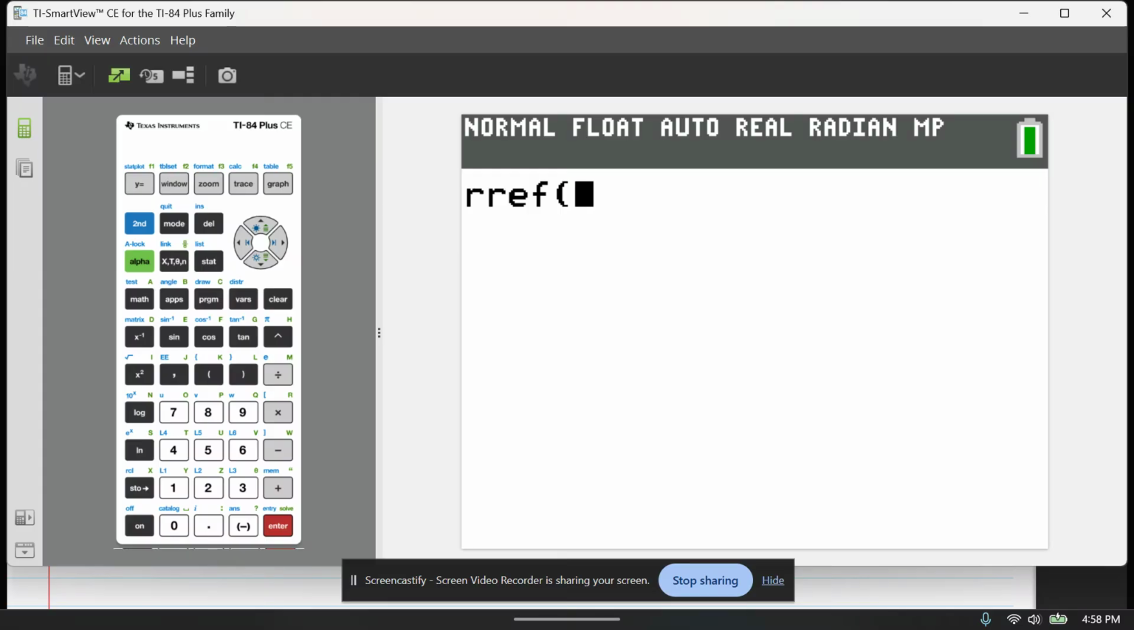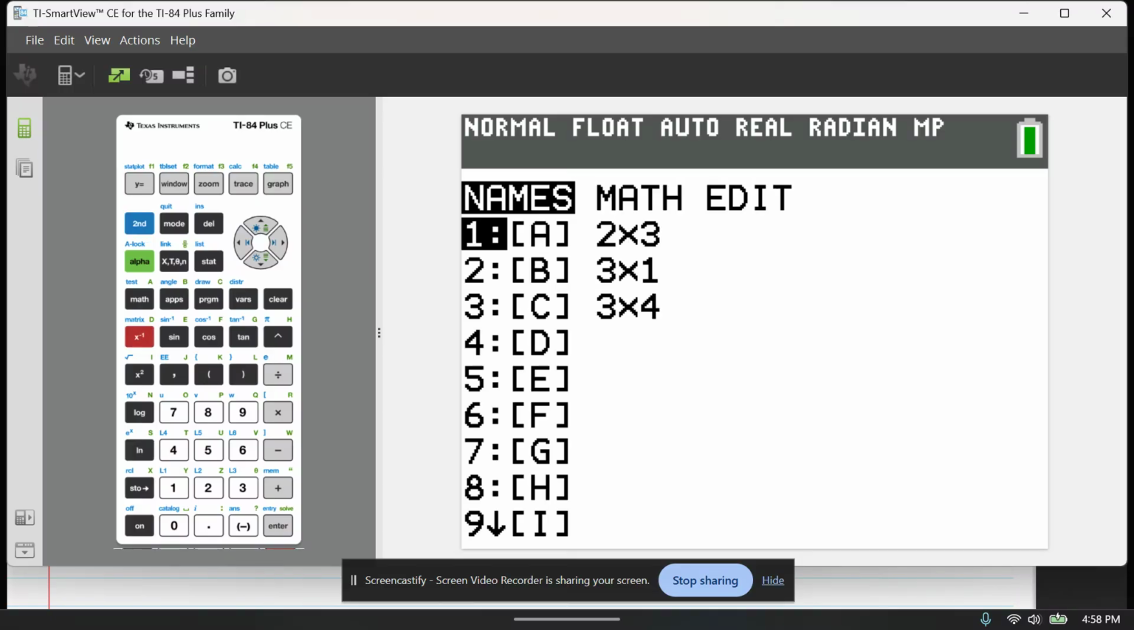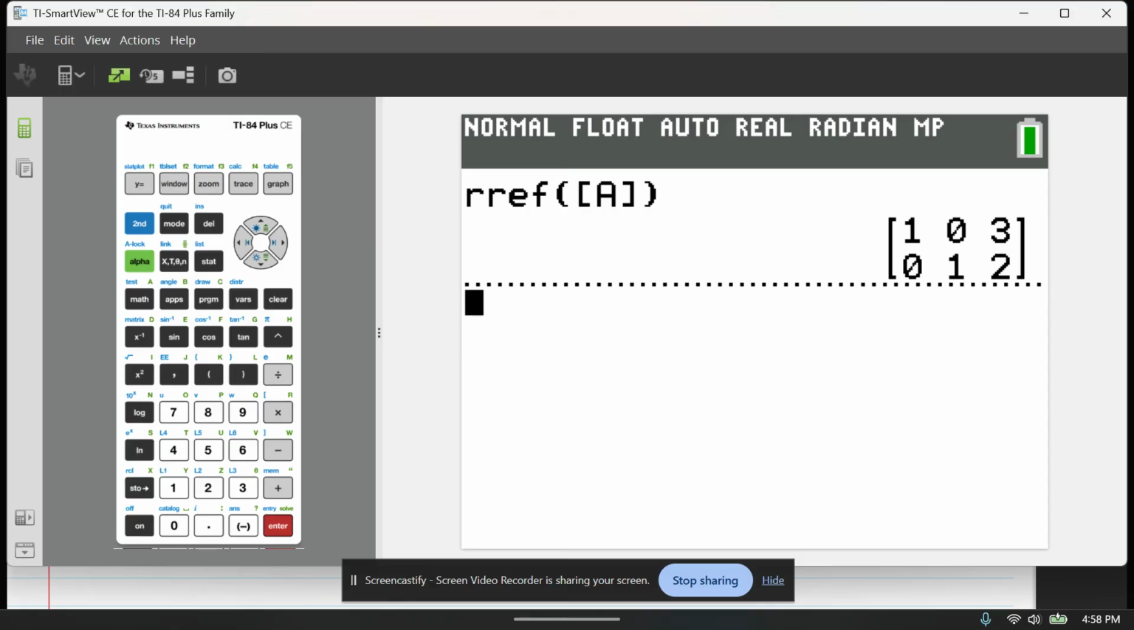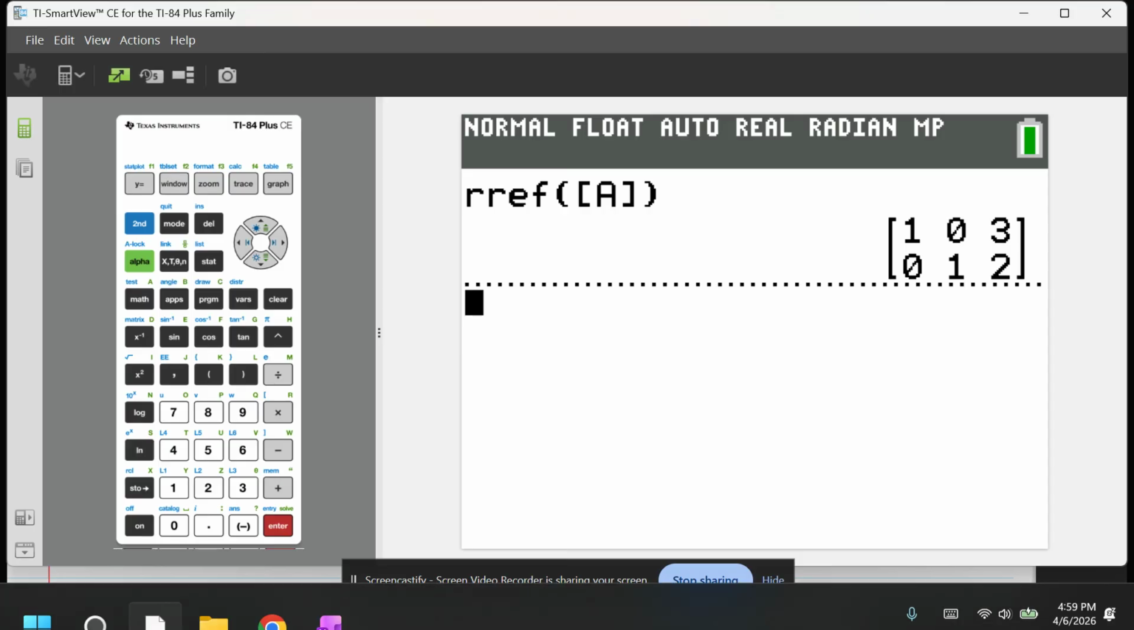Now it says, okay, you want me to do reduced row echelon form on what? It asked me for a matrix there. So I'm going to tell it what matrix to use. So I'm going to hit second matrix again. And then I'm going to choose matrix A because that's where I put mine. Close the parentheses and hit enter. That matrix that we get back is the reduced row echelon form of that.